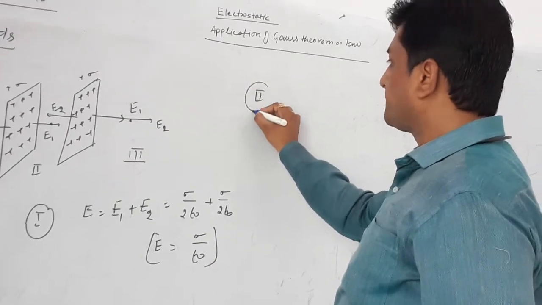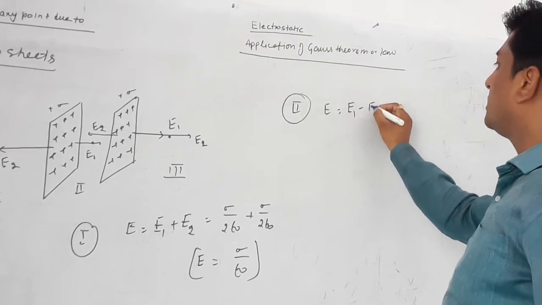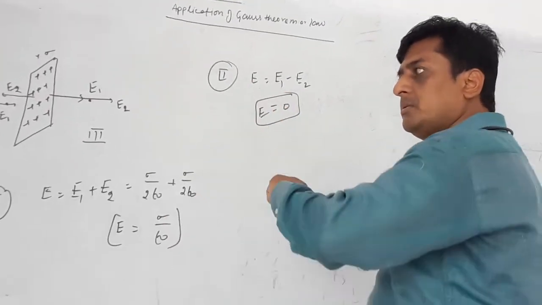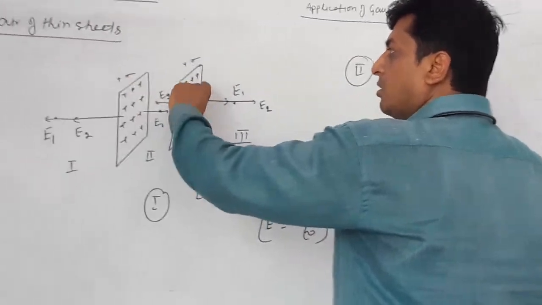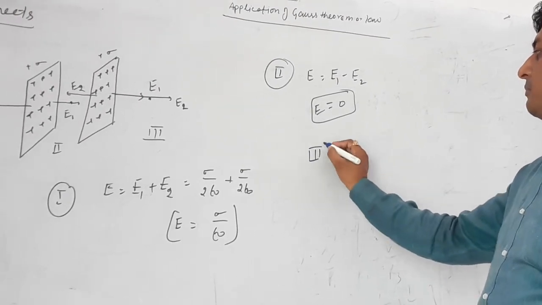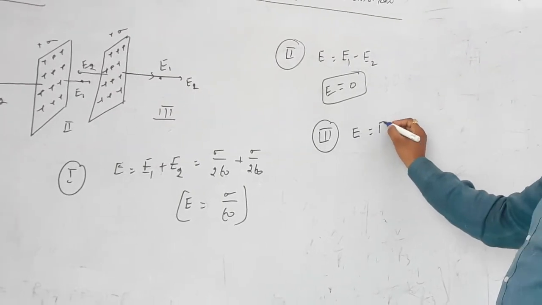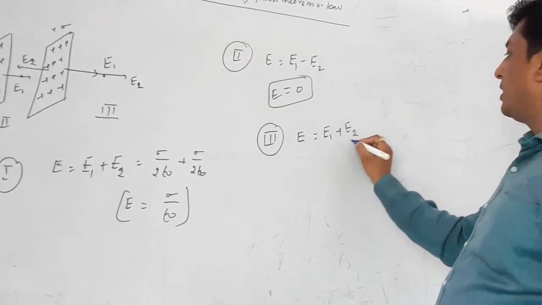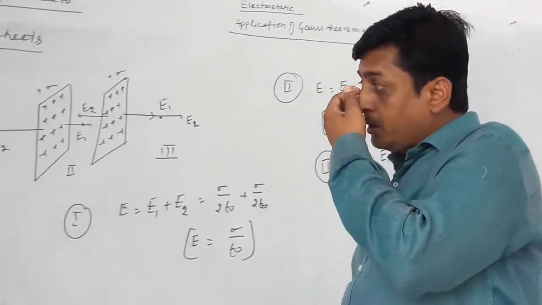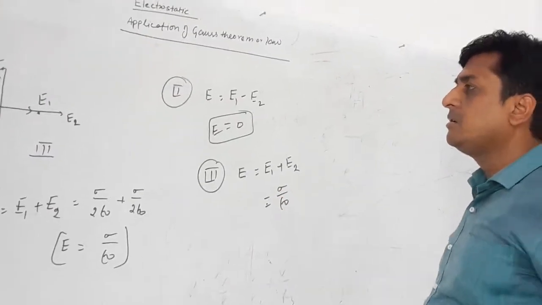For region second, the net intensity will be E1 minus E2, that will be 0, meaning there will be no intensity in between the charged plane sheets if they are of the same nature and the same surface charge density is present. For the third region, from the figure it is clear the fields are in the same direction, so you can add, and you will get the same result, sigma upon epsilon naught. In this way, if same nature charged plane sheets are there, you can calculate intensity in three different regions.